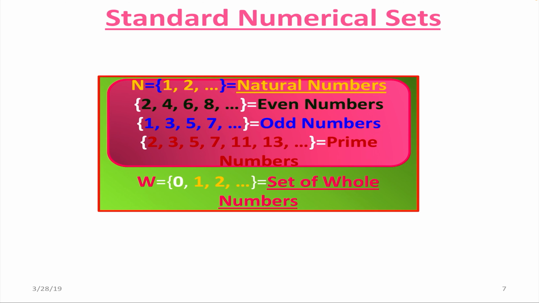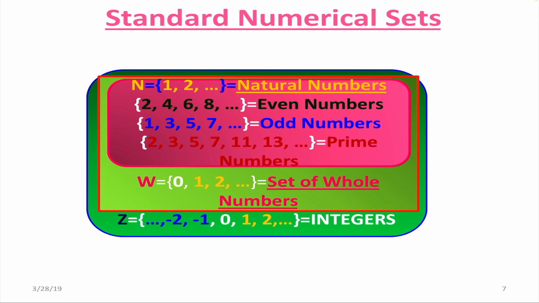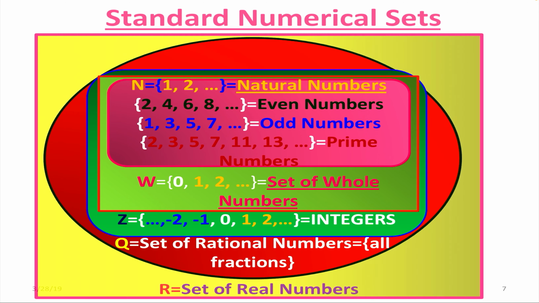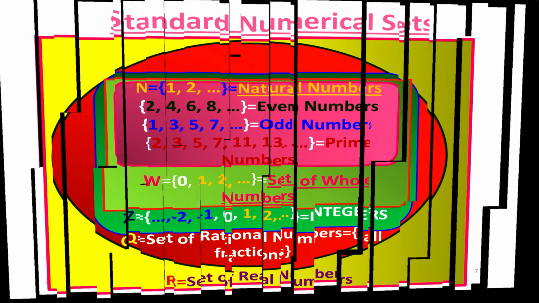The set of whole numbers contains all natural numbers with 0. The next set, the set of integer numbers, is all whole numbers and also the natural numbers with negatives in front, and it's denoted by capital Z. The next set is the set of rational numbers containing all fractions. And the biggest one is the set of real numbers.